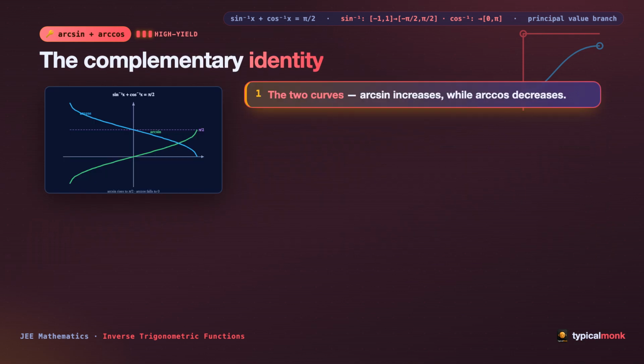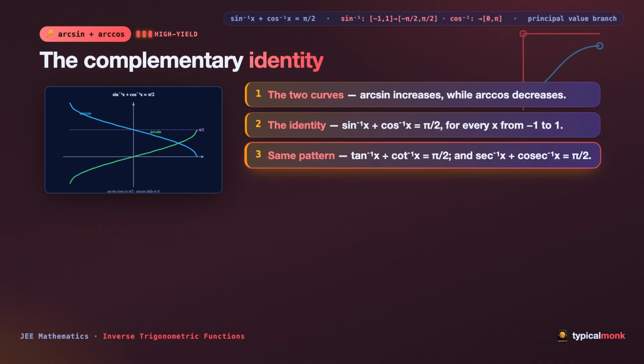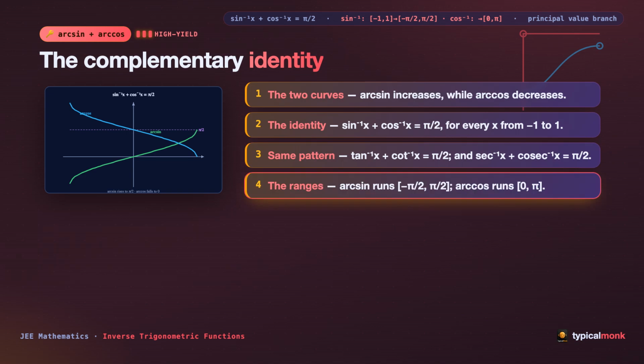The complementary identity. The two curves, arcsine increases while arccosine decreases. The identity, sine inverse x plus cosine inverse x equals pi by 2 for every x from -1 to 1. The same pattern, tangent inverse x plus cotangent inverse x equals pi by 2, and secant inverse x plus cosecant inverse x equals pi by 2. The ranges. Arcsine runs from -pi by 2 to pi by 2. Arccosine runs from 0 to pi.